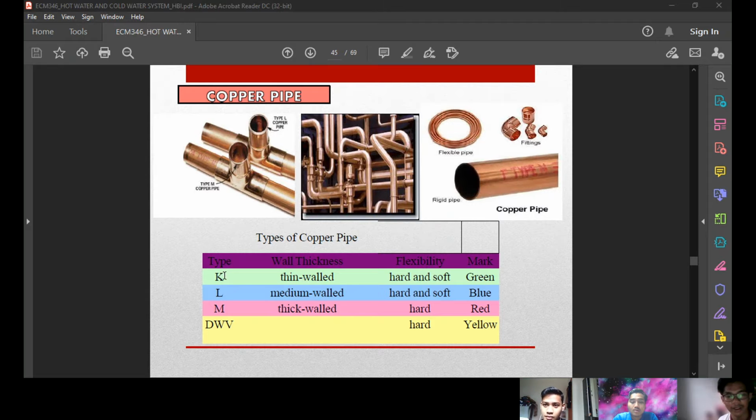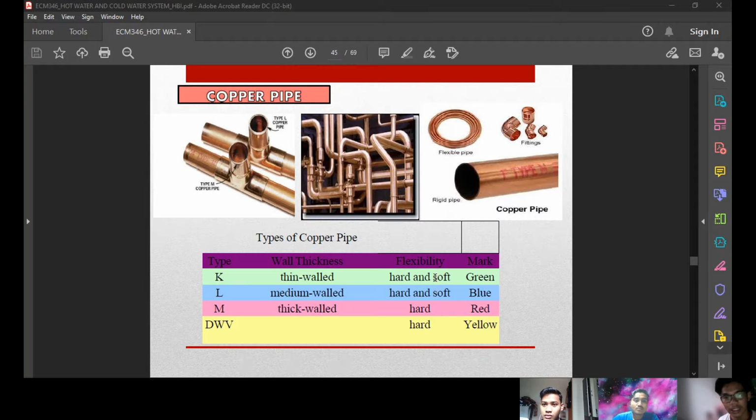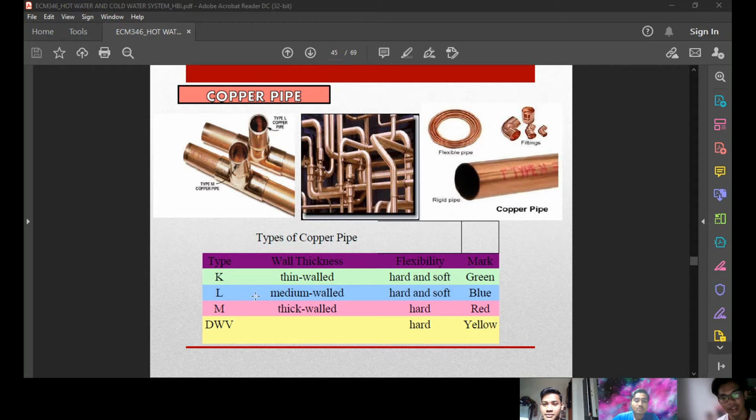There are some types of copper pipe. Type K has thin wall, the flexibility is hard and soft, and the mark is color green. Also there is type L. The wall thickness is medium wall. Flexibility is hard and soft, and the mark is color blue.